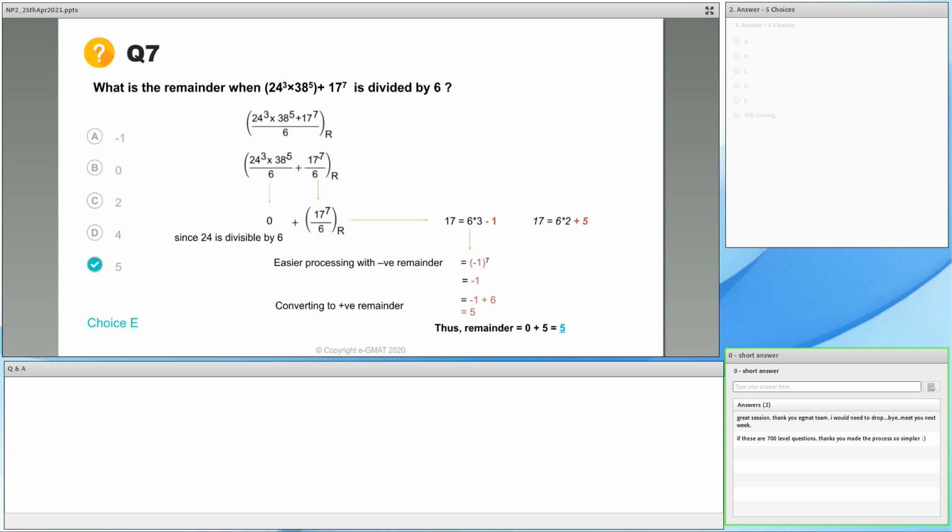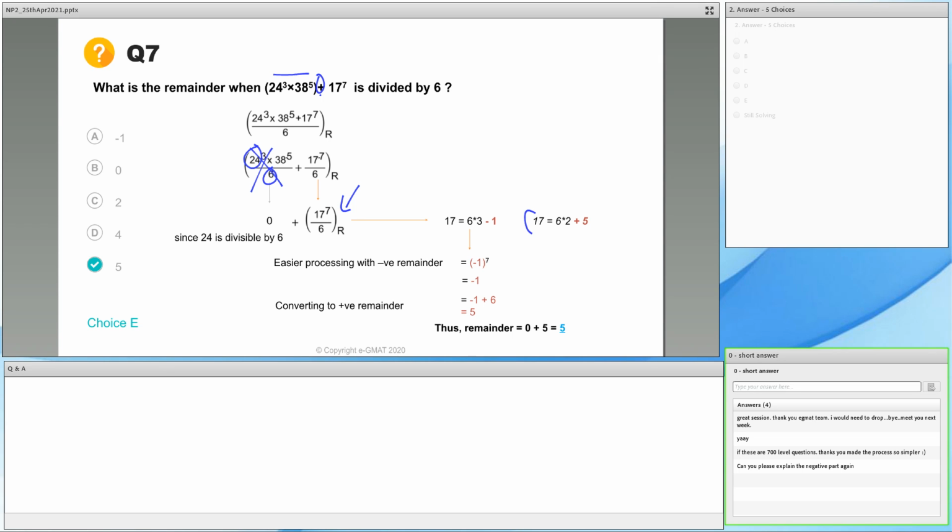So very similar. I have this expression. First, let me use the additive nature. I can break this down. I can separate this. So 24 power 3 into 38 power 5 divided by 6 the remainder, plus 17 power 7 divided by 6 the remainder. That's what I'm concerned with. Same logic, 24 is directly divisible by 6. Therefore, this portion is 0. I need to worry about the remainder when 17 power 7 is divided by 6.